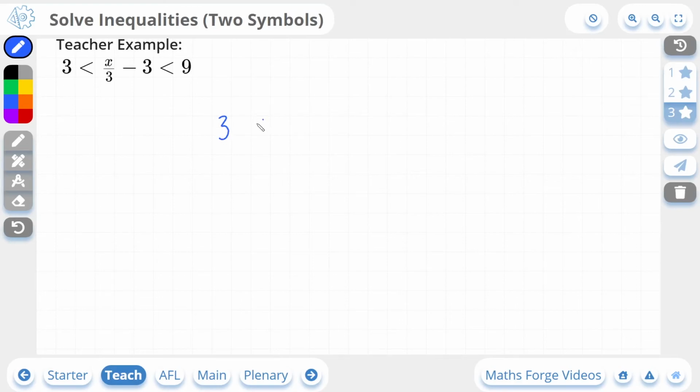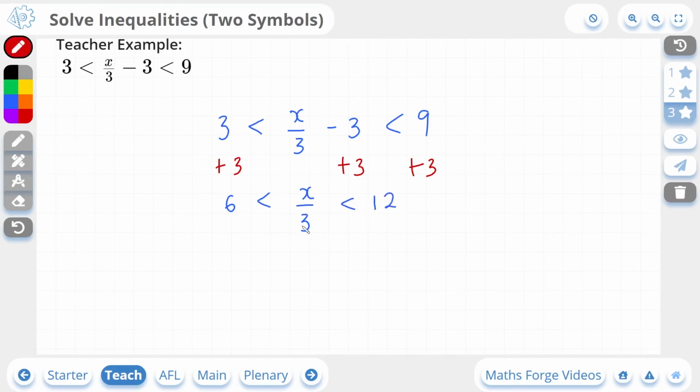Here we have 3, which is less than x over 3, minus 3, which is less than 9. So the first thing I'm going to detach from this x is going to be this minus 3, and we're going to do this by adding 3 to every part of this inequality. This now gives us 6, which is less than x over 3, which is less than 12.